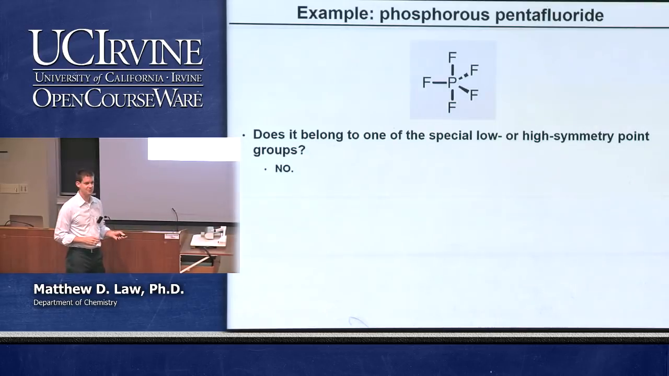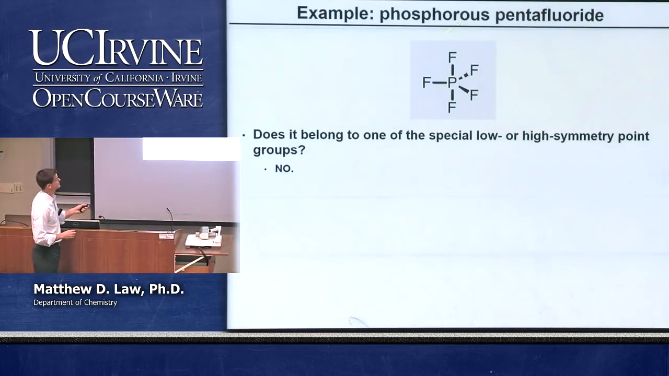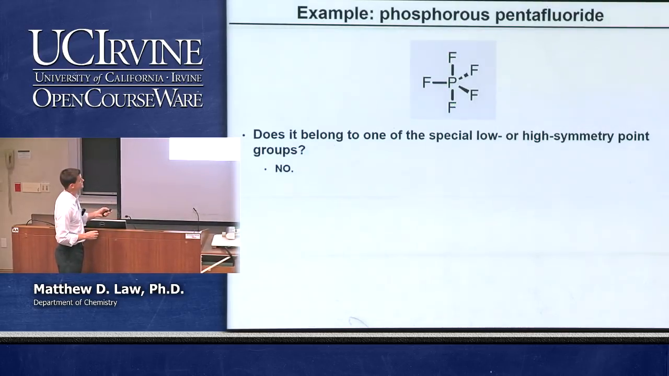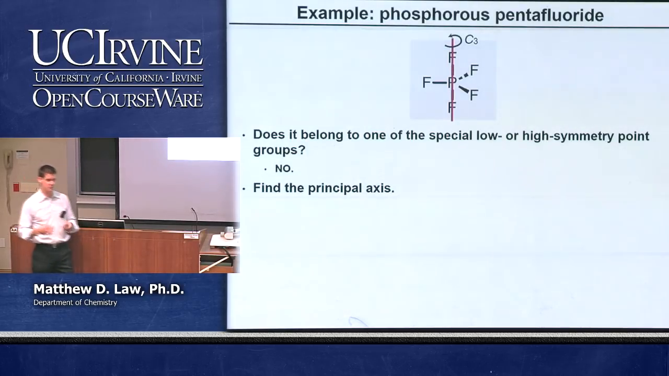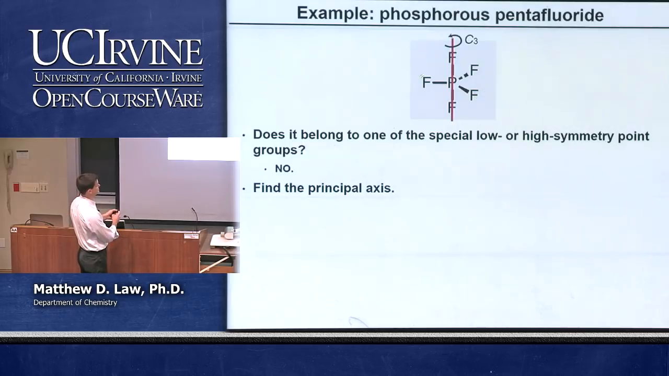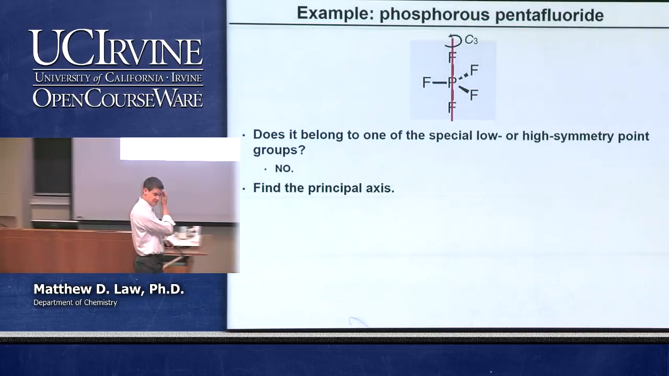C3, right? There's a C3 axis, fluorine, phosphorus, fluorine, right there. Rotate 120 degrees around that, and you're going to interchange these fluorines in the plane. Okay? So we have a C3 axis.